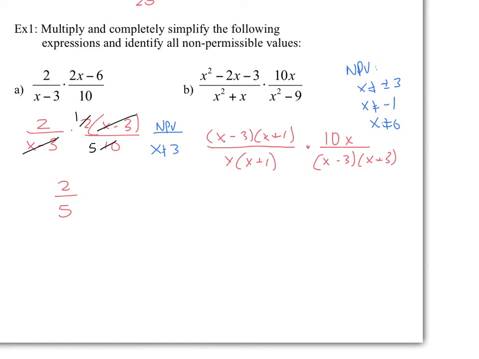Okay, and at this point we can cross out any common factors. So the x plus 1 is a common factor, numerator, denominator. We also have the factor of x, that's factorable both top and bottom. And we have the factor of x minus 3. So what we're left with at the end is 10 on the numerator and x plus 3 on the denominator. And this is the simplified version of this expression, as long as you don't use these non-permissible values.